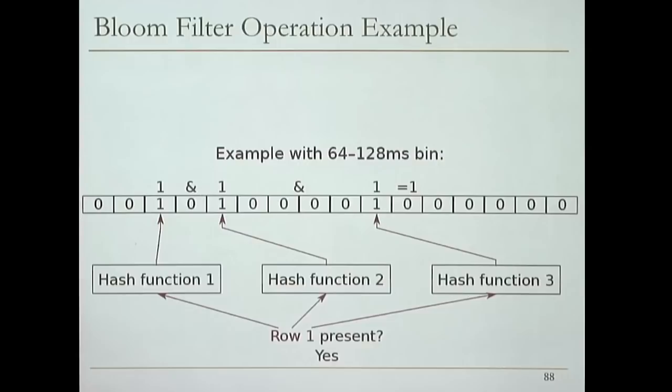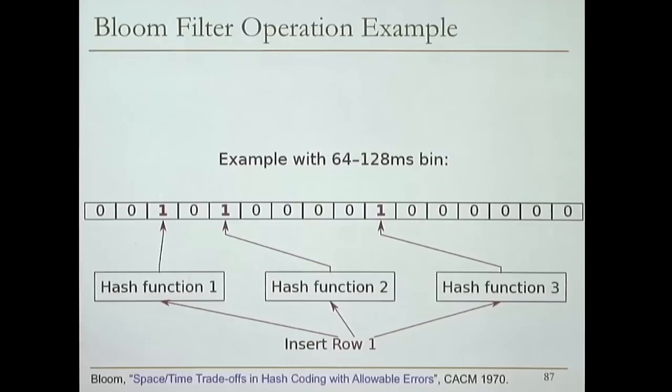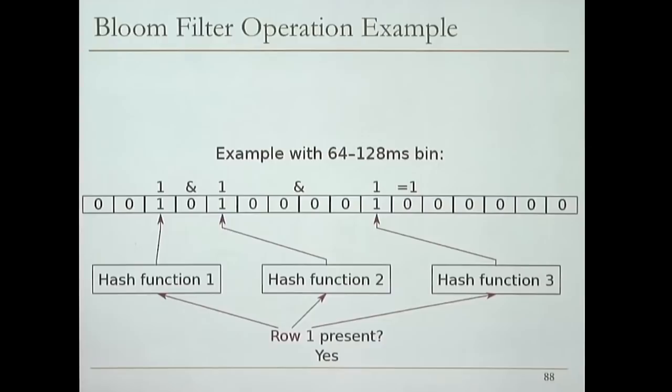Now let's say if we want to test the presence of that row, we go through the same hash functions with the same address, and we probe those bits. Because we inserted this row one before, those bits are set to one. And if all of the bits are set to one, the Bloom filter says, oh, row one is present. You've given me this address, and all of the bits that this address maps to are set to one. So row one is present. So that's the idea, basically. You can insert at profiling time, and you can probe at refreshing time.